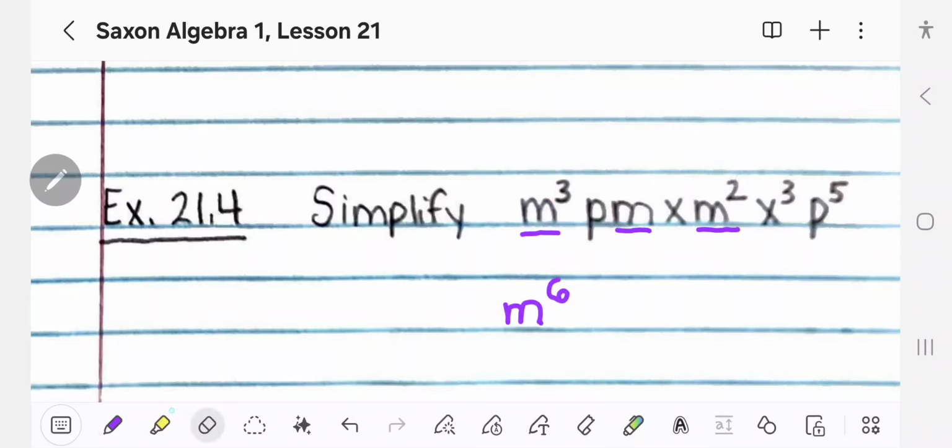All right, let's see what else we have. Well, I have some p's. Here's a p, and here's a p. This one doesn't have an exponent. I know there's a 1 there. So that 1 plus this 5 would give me p to the 6th. Then I have an x, and I have another x. This x doesn't have an exponent, so I know there's a 1 there. That 1 and this 3 gives me a 4.